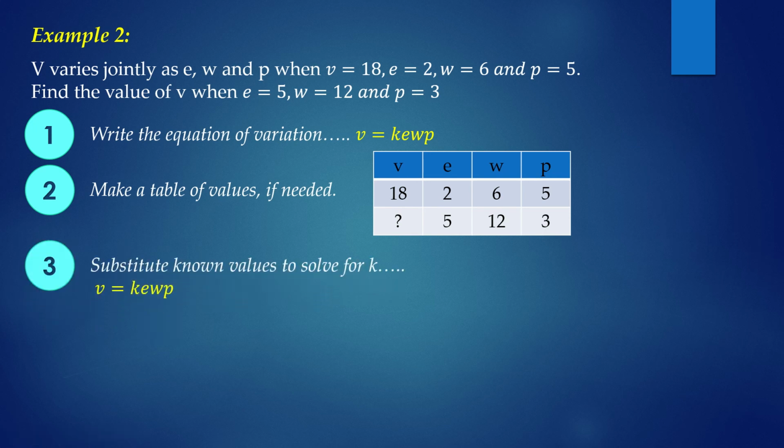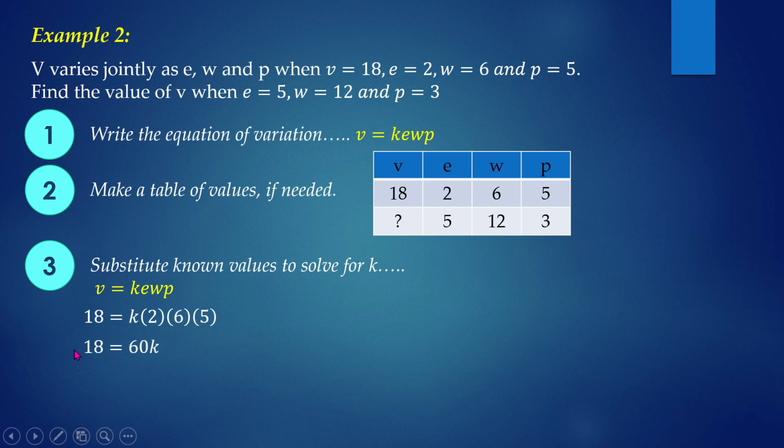Third step, substitute known values to solve for k. So to solve for k, we will make use of the first set of values of v, e, w, and p, which is 18, 2, 6, and 5. Since the equation is written as v equals k e w p, we replace v with 18. The first set is in the second line of the table, wherein v is 18, k is blank, e is 2, w is 6, and p is 5. So the missing value here is k.